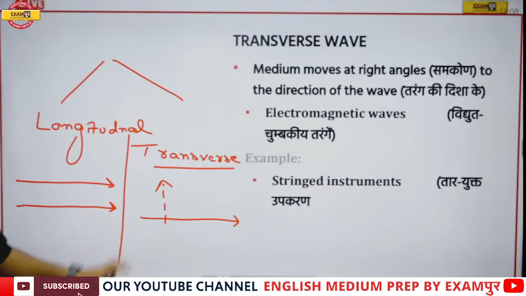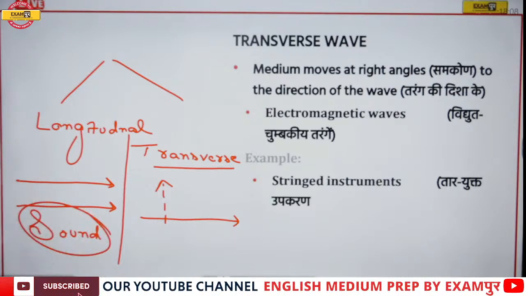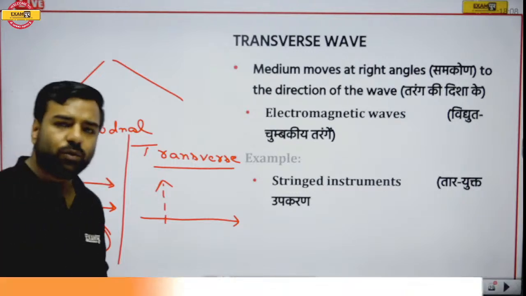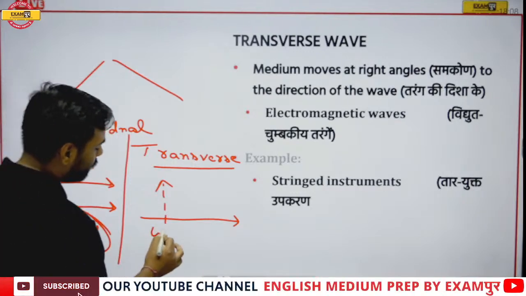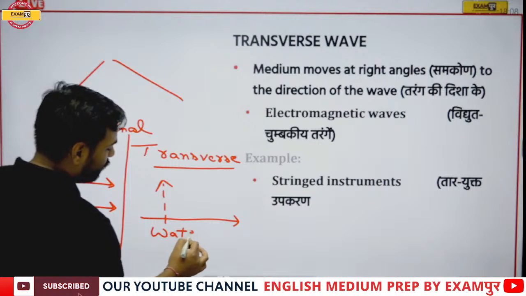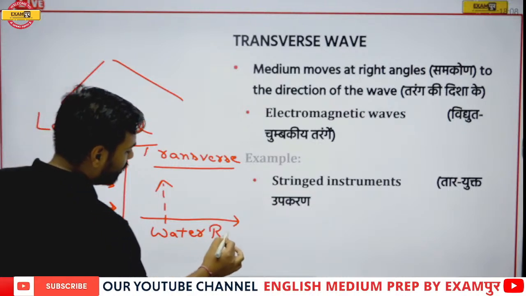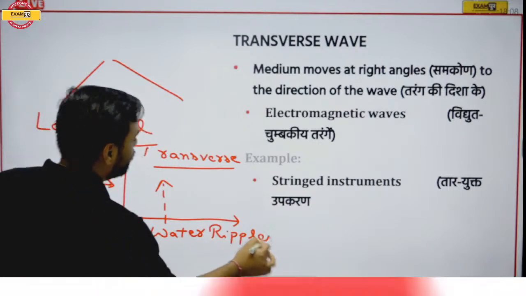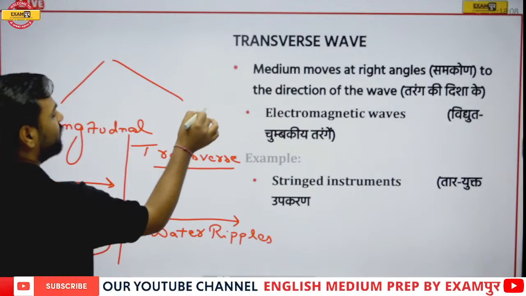Now what can be its example? If I talk about longitudinal waves, you can talk about sound waves over here. But if I talk about transverse waves, here you can talk about water ripples. If I talk about the water in a pond, those water ripples would be its example, where what happens, I'll just make the diagram over here.